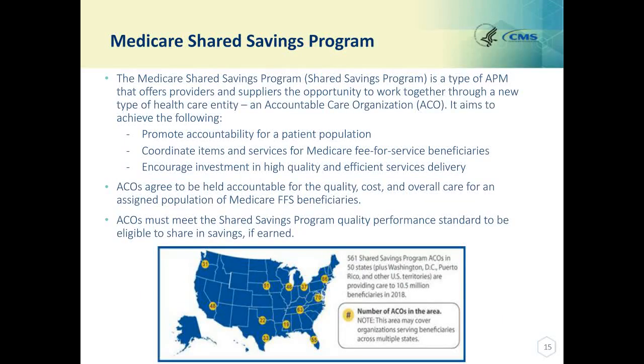All right, so the Shared Savings Program is a type of APM that offers providers and suppliers the opportunity to work together through a new type of healthcare entity, so an accountable care organization, or ACO. It aims to promote accountability for patient population, coordinate items and services for Medicare fee-for-service beneficiaries, encourage investment in high-quality and efficient services delivery. Under the program, ACOs agree to be held accountable for the quality, cost, and overall care for an assigned population of Medicare fee-for-service beneficiaries.